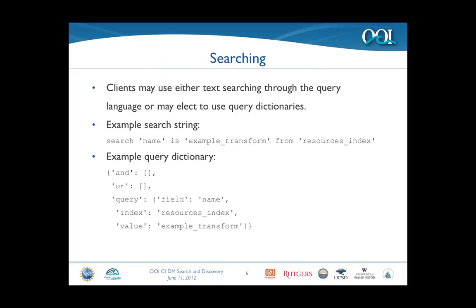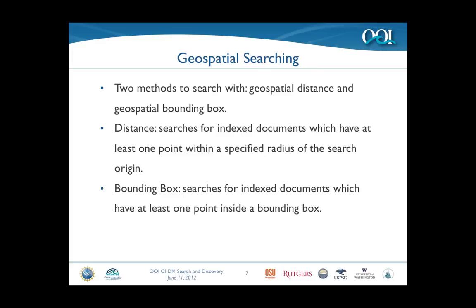Clients may use either text searching or a query object as illustrated. So the search string is parsed and tokenized, and each token is broken down, and a JSON or a dictionary is formed from each token. Discovery also supports geospatial searching. Right now we have two query types that are supported: geospatial distance, where it locates documents with a point within the radius of an origin specified in the query, or a bounding box.